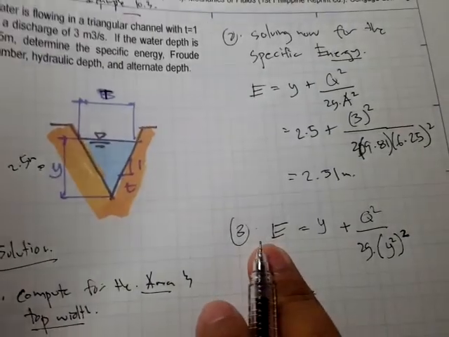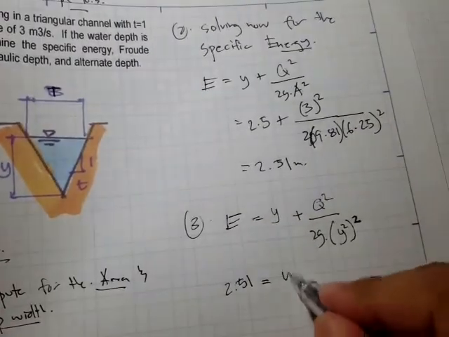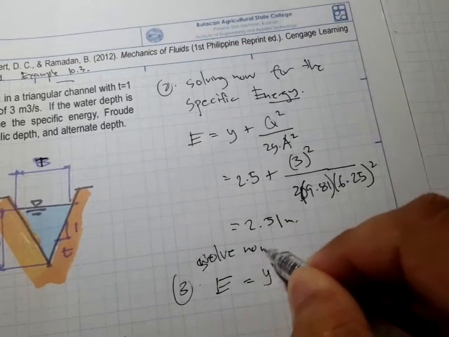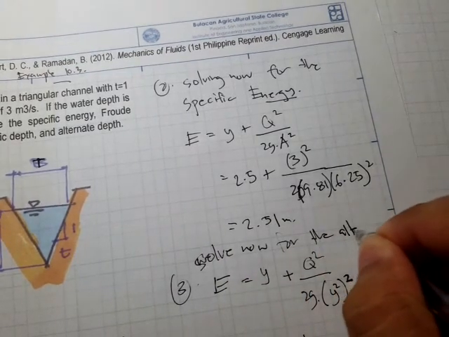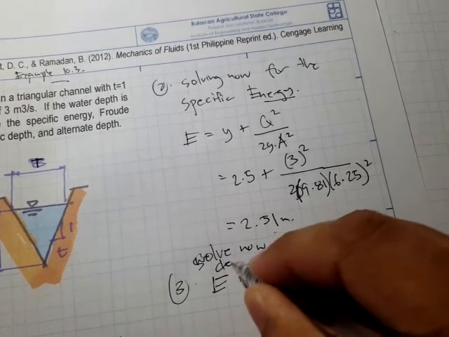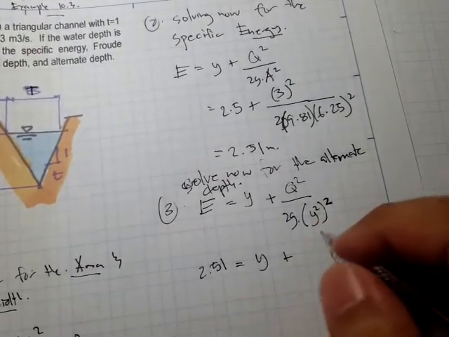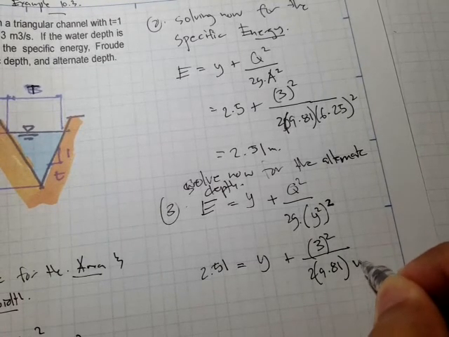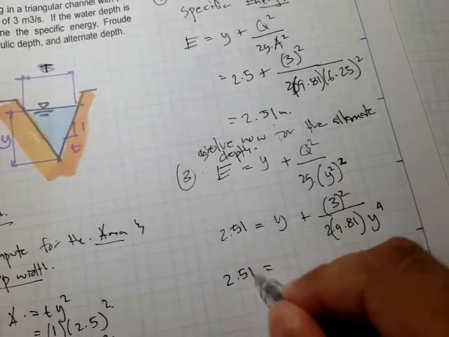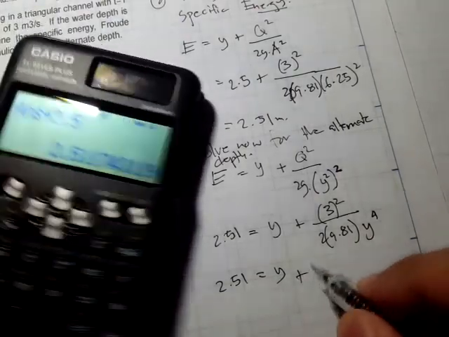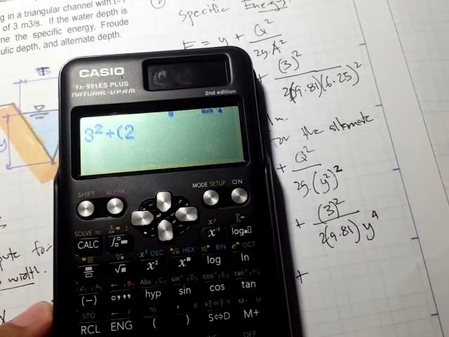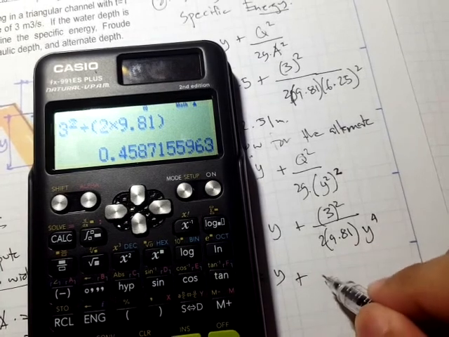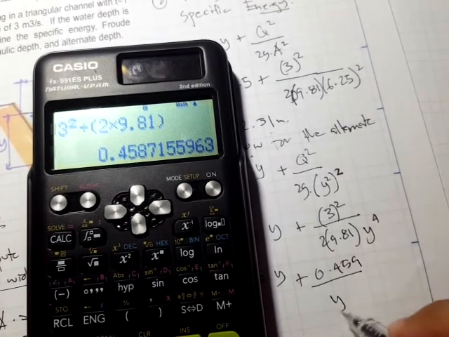Alright, so let's substitute this. 2.51 is equal to y, because we are solving for the alternate depth. So q squared, this is 3 squared divided by 2 times 9.81 times y squared, that's y to the 4th. So let's simplify this. 2.51 is equal to y plus 3 squared divided by 2 times 9.81, this is 0.459, and this is y to the fourth.